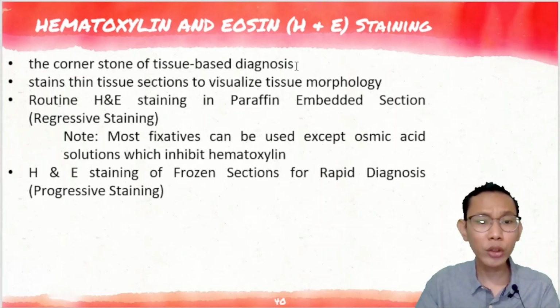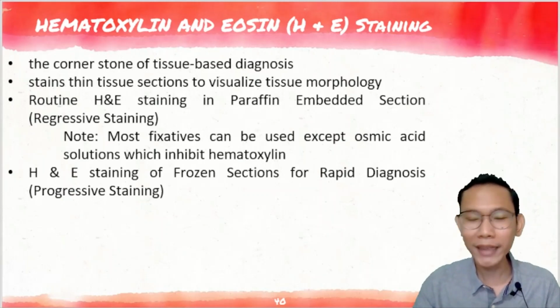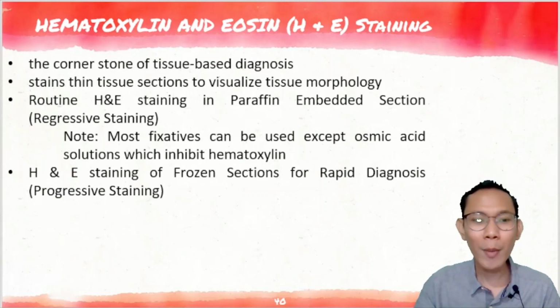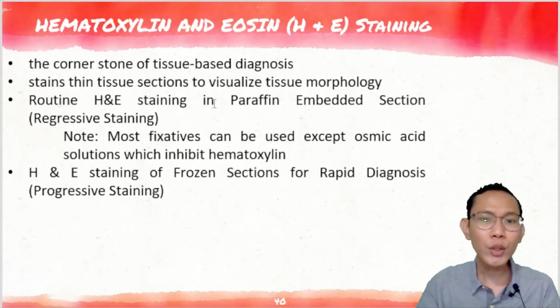Hematoxylin dye, remember that your hematoxylin dye stains your cell nuclei blue because it binds strongly to nucleic acid, and your eosin dye stains other structures pink or red. Diba yan yung sinabi ko kanina, yung principle na gusto kong malaman nyo. Your routine H&E staining in paraffin embedded section is used as your regressive staining. Just remember that most fixatives can be used except your osmic acid solutions, which will inhibit your hematoxylin. Once you are using your routine H&E, dapat tandaan nyo yung fixative na ginamit nyo. Pero most of the fixative naman are pwede except lang your osmic acid solution.